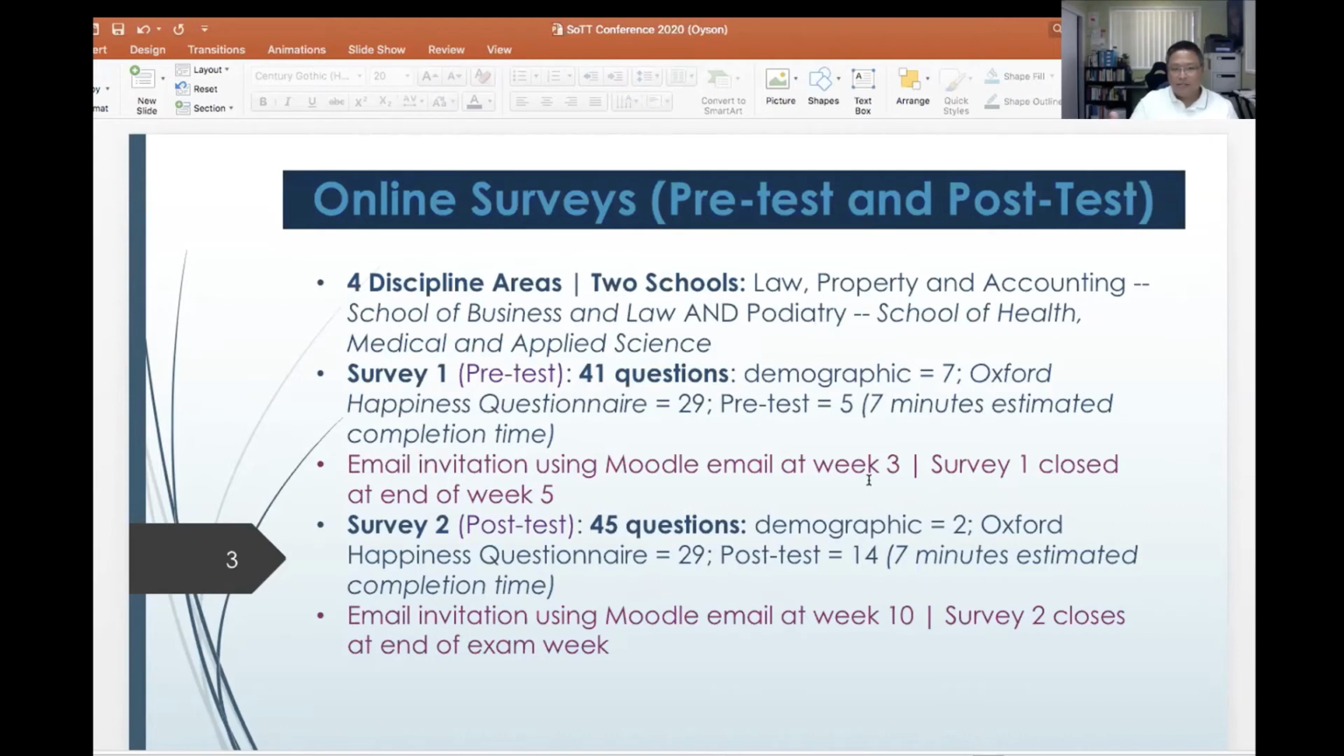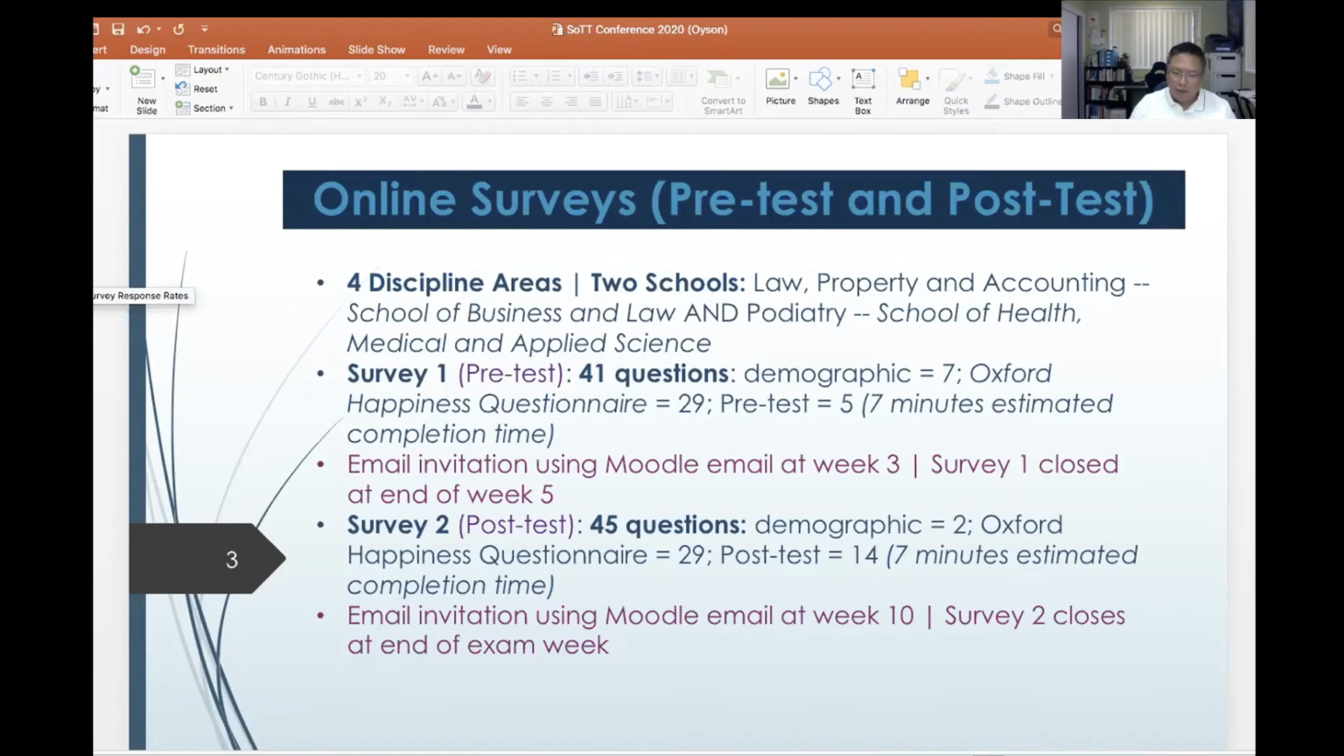The post-test survey involved 45 questions, again according to SurveyMonkey. It takes about 7 minutes to complete this particular survey. The email invitation for the second survey was sent out at week 10, and the survey closes at the end of the exam week. So let's look at the impact of our invitations to get students to join the survey.